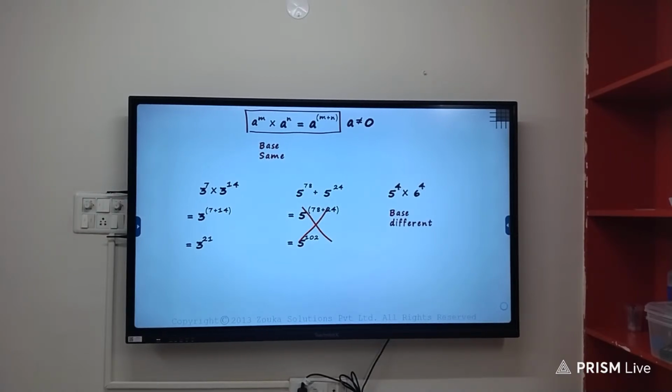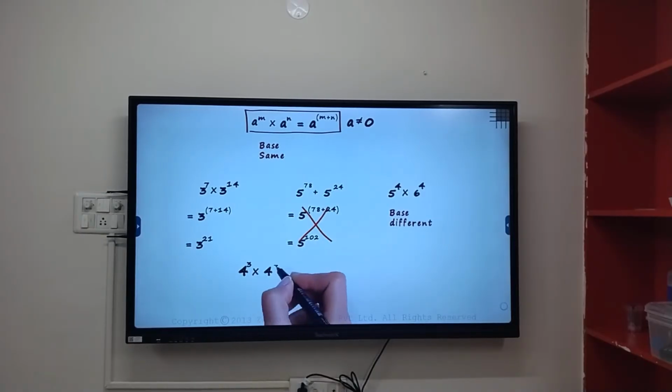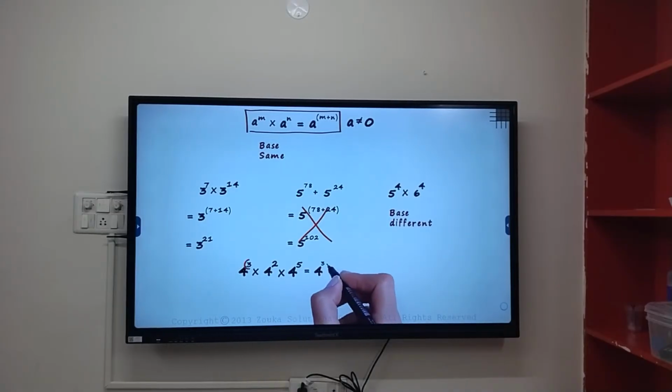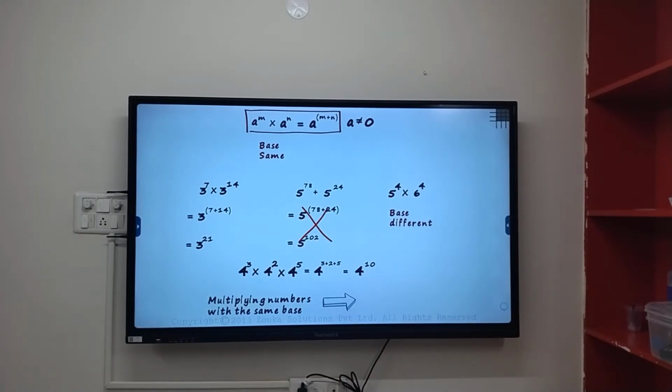But can only two numbers be multiplied using the product law? Not necessarily. If we have an expression like 4 raised to 3 multiplied by 4 raised to 2 multiplied by 4 raised to 5, we can use the product law. Same base and product. So this can be written as 4 raised to 3 plus 2 plus 5, which equals 4 raised to 10. So the product law says that while multiplying numbers with the same base, their exponents are added.